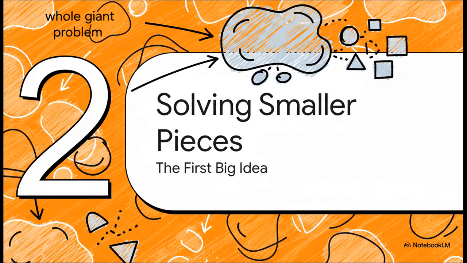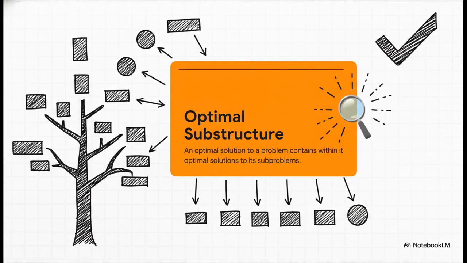And that brings us to the first big idea behind dynamic programming. Instead of trying to wrestle with this whole giant problem all at once, what if we just focused on solving the smaller pieces of it first? Now, this has a fancy academic-sounding name, optimal substructure. But the idea itself is actually super simple and intuitive.